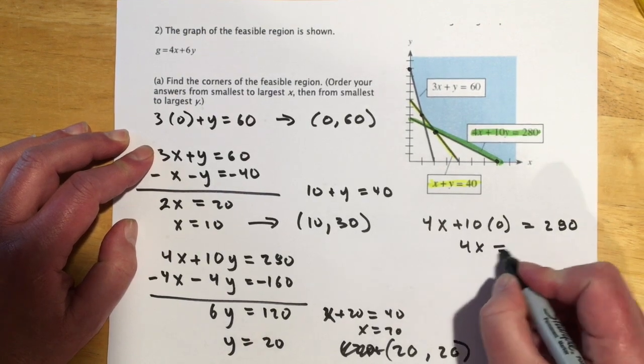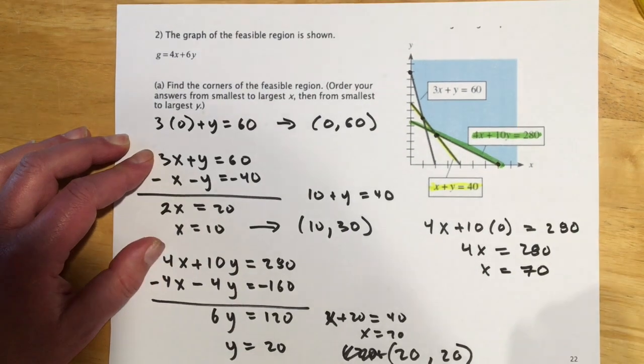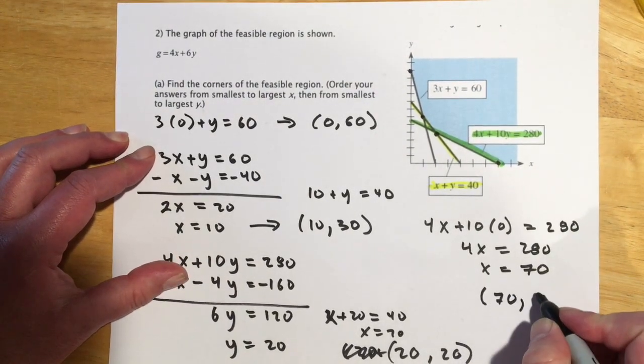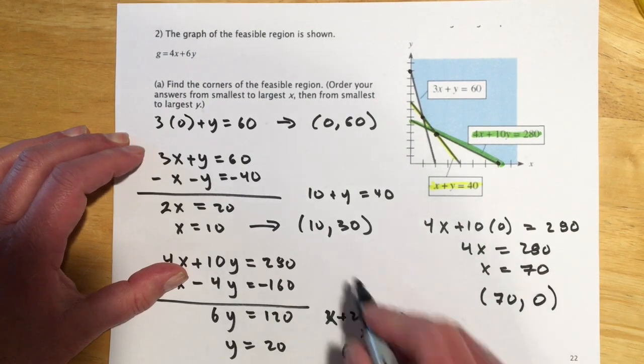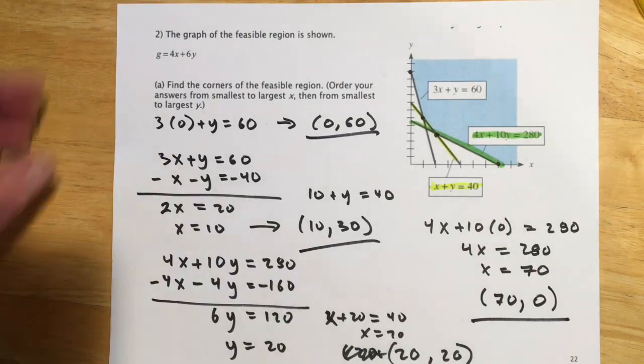And so that would be 4x equals 280, and then x equals 70. So for that, we got 70 and 0. So those are my 4 corner points.